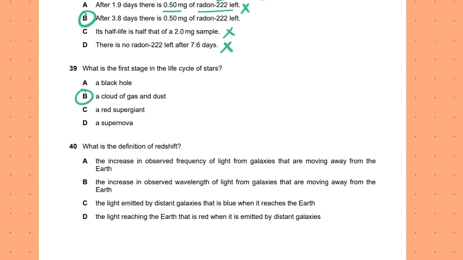40. What is the definition of redshift? A says increase in observed frequency. This is wrong. It's the increase in observed wavelength, or you can say the decrease in observed frequency, right? Light emitted by distant galaxies that is blue when it reaches the Earth doesn't make sense. Light reaching the Earth that is red when it is emitted doesn't make sense. We say that because of redshift, light appears redder. It's shifted towards the red end of the spectrum more than it actually is.